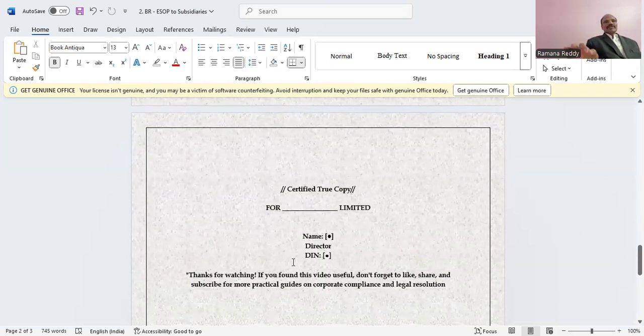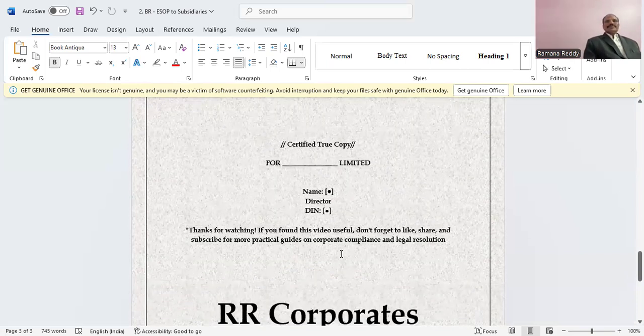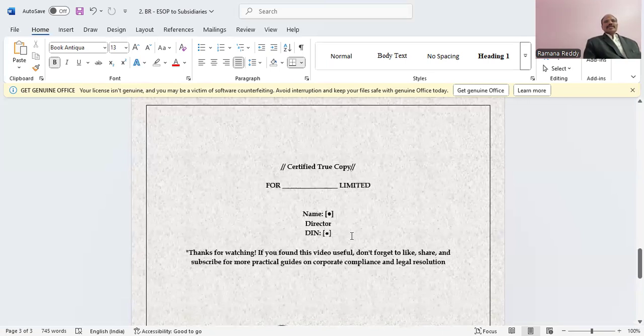So then for the certified copy, write your company name, name of the director, signature, and date. This is the certified copy of the resolution.